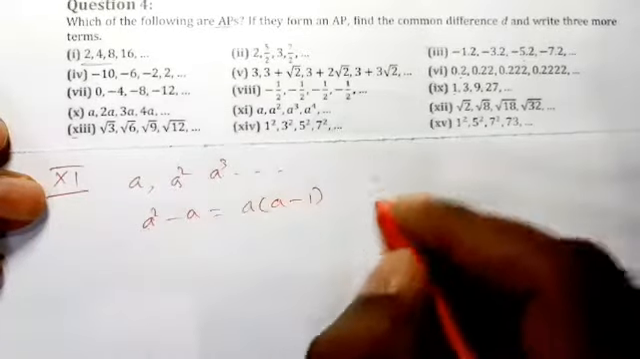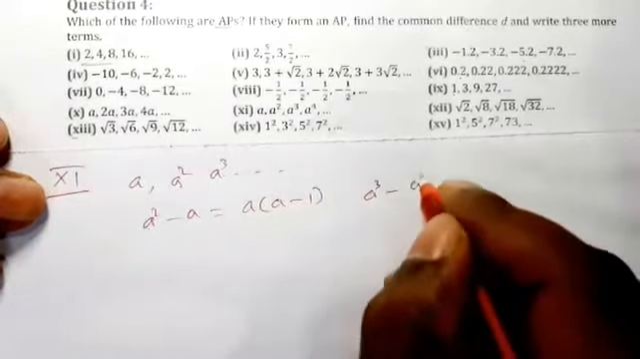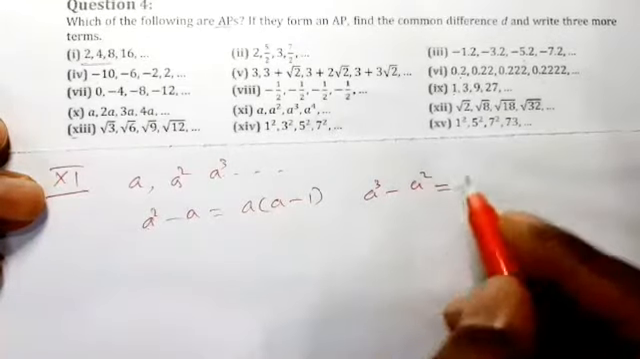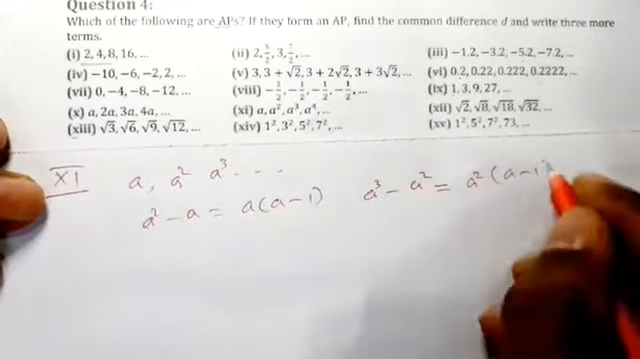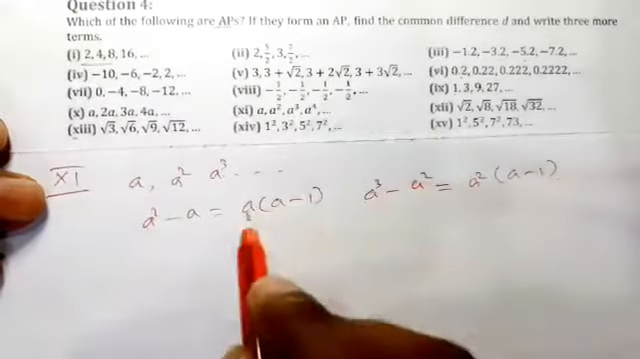Now A cube minus A square, that is the third term minus the second term. We get the answer by taking A square outside: A square into (A minus 1). Here we had A into (A minus 1).